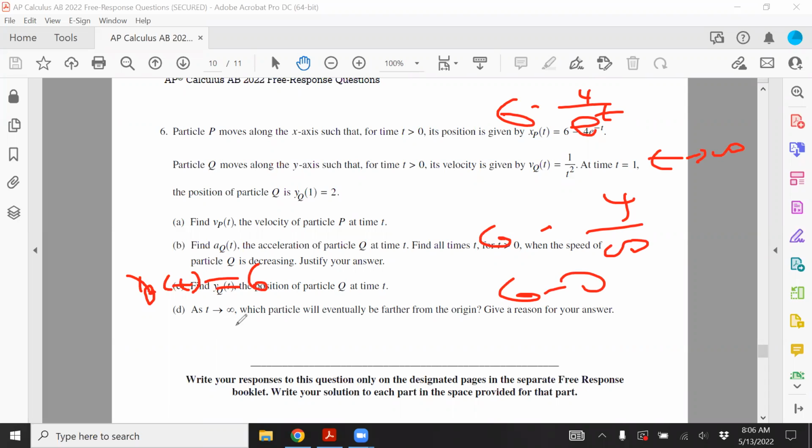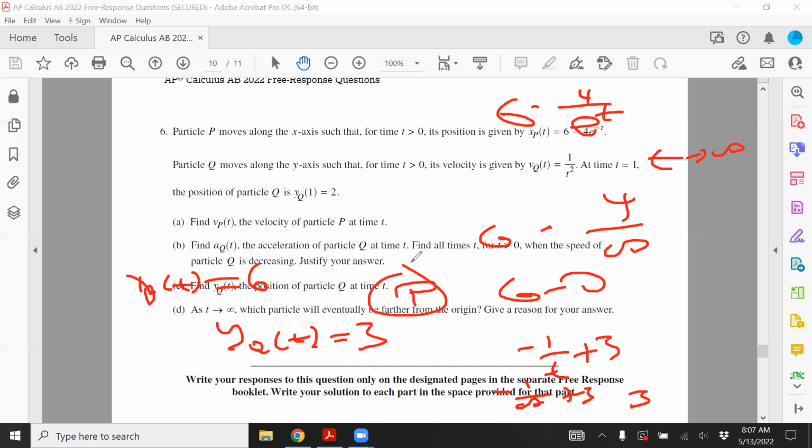For the other one, for y_Q(t), that's going to be 3. The reason why that's going to be 3 is, remember what we got earlier. We had -1 over t plus 3 from part C, right? And if you put infinity on the bottom, that's just 3. So it's pretty clear that P is going to be further from the origin when t is approaching infinity. And that's that. Those are the solutions for the AP exam.